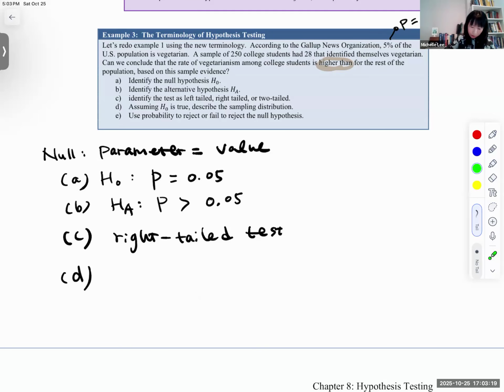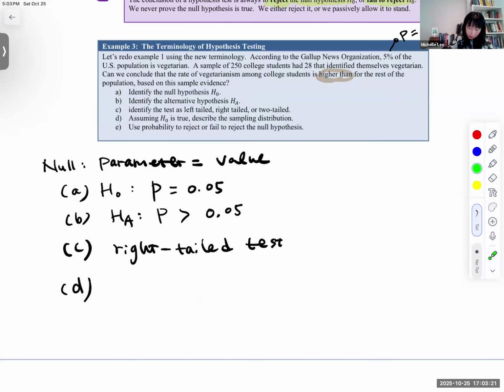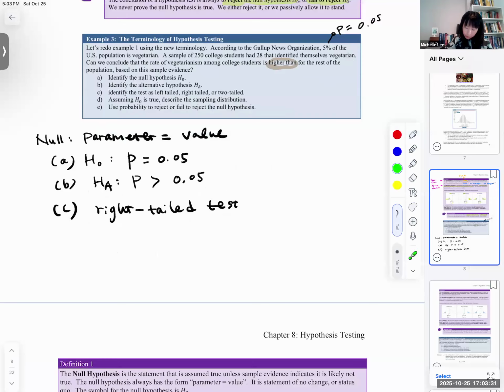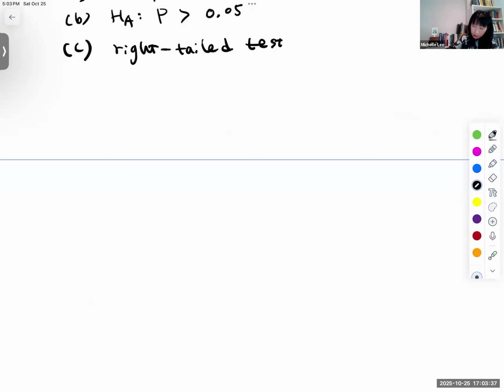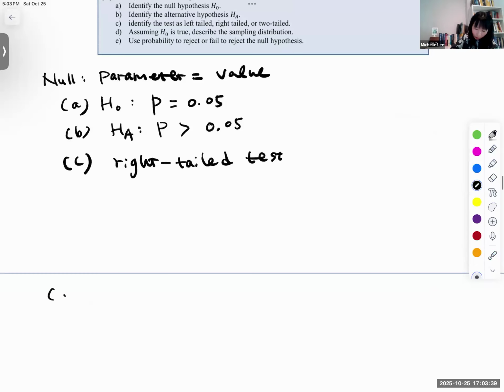I need a space, yeah. Maybe D is on the next page. All right, so D, sampling distribution.